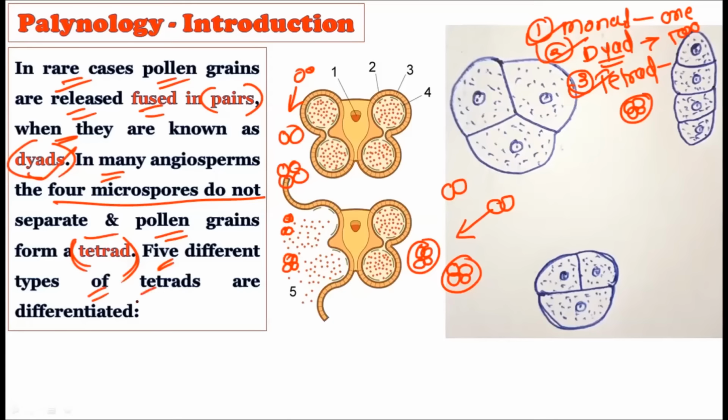Five different types of tetrads can be differentiated. These tetrads are further divided into five different kinds. So understand the classification here. We are classifying the pollen grains depending upon how they dehisce. If they dehisce singly, these are called monads. If in pairs, dyads. If in fours, tetrads. And tetrads again are of five types. Okay, now consider them one by one.